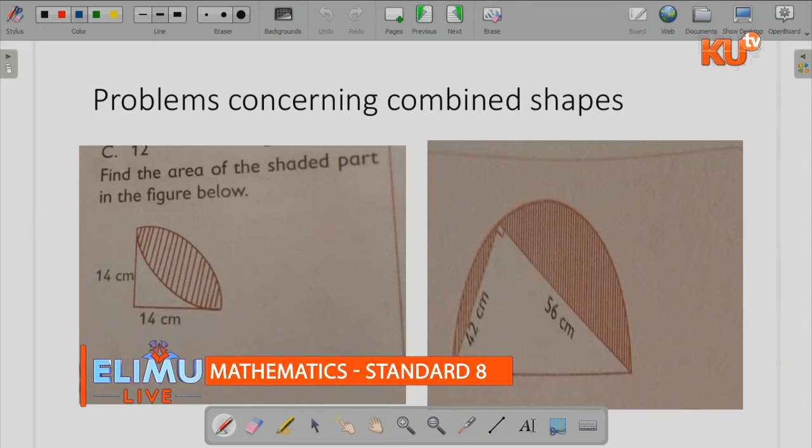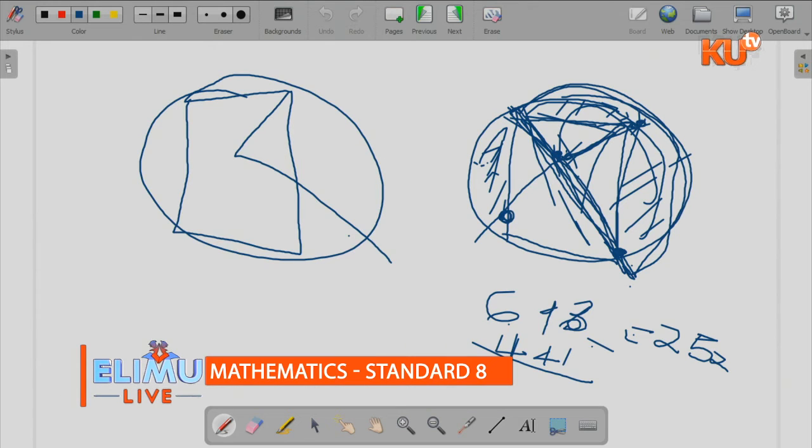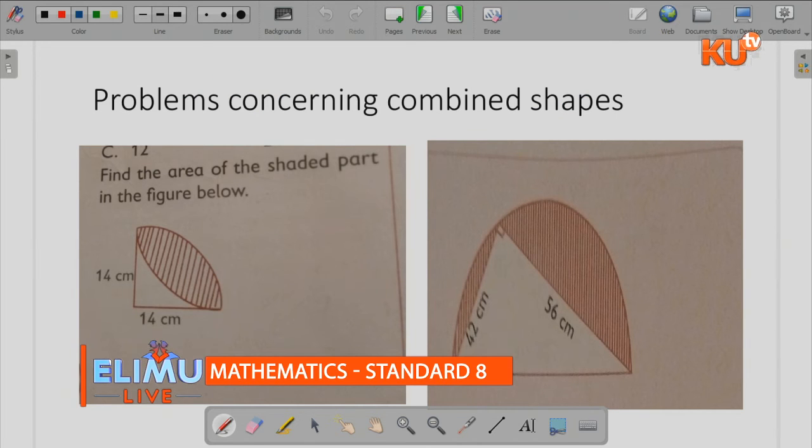The one on the right side is almost the same as the one we have just solved. If I take you back, you can see a triangle removed from a semicircle. What about the one on the right side? The one on the right side is also the same. A triangle taken away from a semicircle. But there's something you must know.